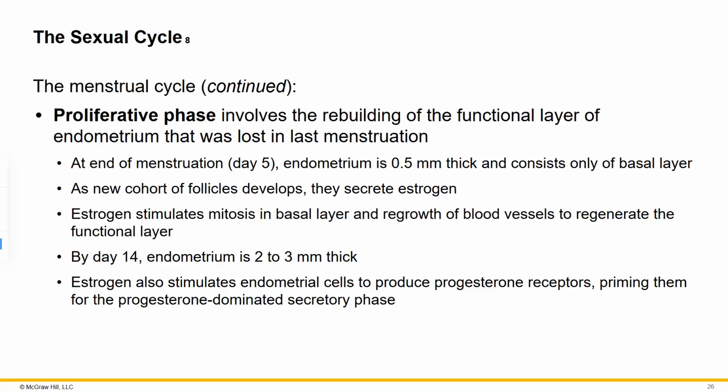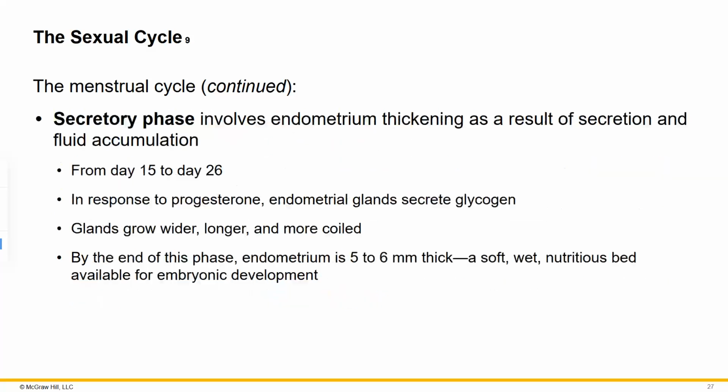The proliferative phase involves the rebuilding of the functional layer of the endometrium that was lost in the last menstruation. At the end of menstruation, day 5, the endometrium is a ½ millimeter thick and consists only of the basal layer. As the new cohort of follicles develops, they secrete estrogen. Estrogen then stimulates mitosis in the basal layer and regrowth of blood vessels to regenerate the functional layer. By day 14, the endometrium is 2 to 3 millimeters thick. Estrogen also stimulates endometrial cells to produce progesterone receptors, priming them for the progesterone-dominated secretory phase.